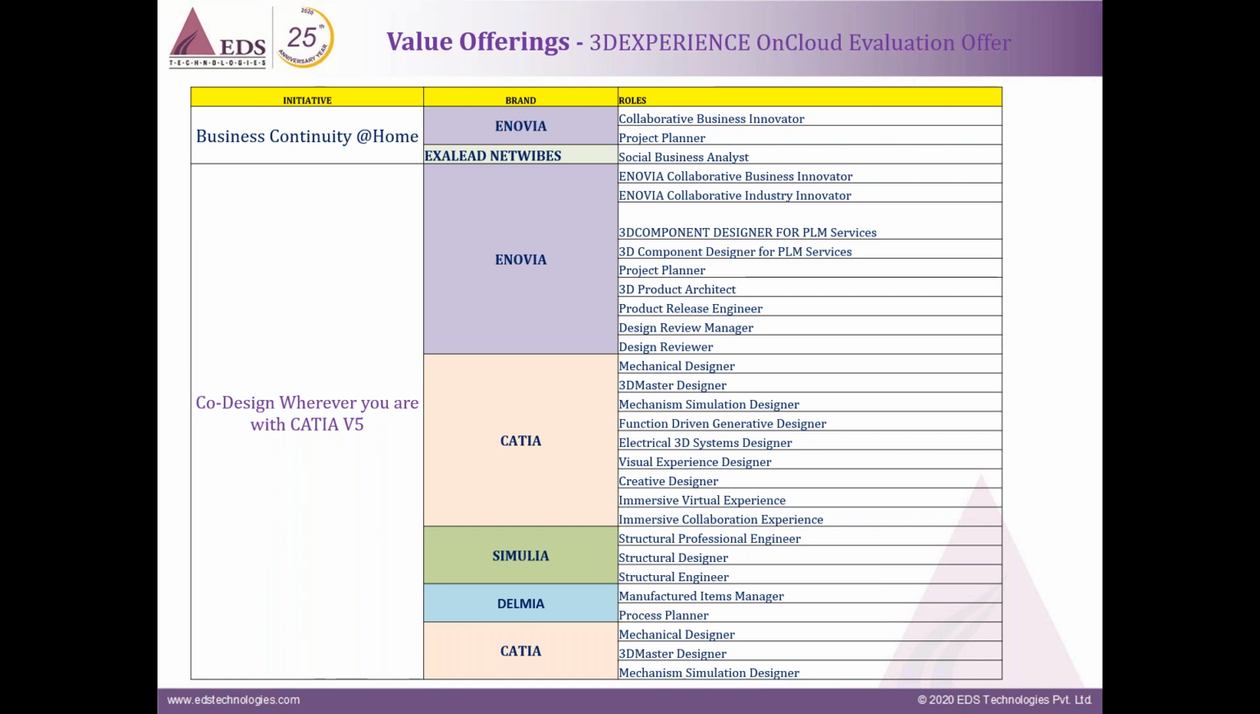So one base license, the first one, will not be counted in units. See, you are actually purchasing the collaborative business innovator license, PCS. Along with that, you are choosing 4 roles. These 4 roles will come along with one user.